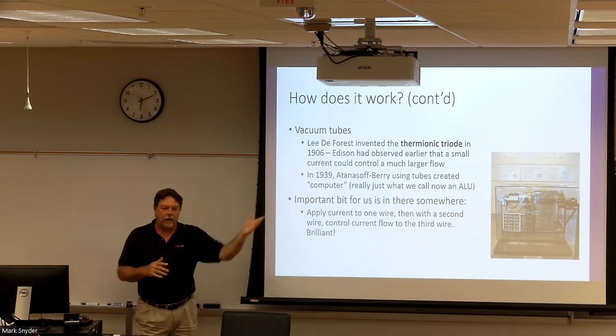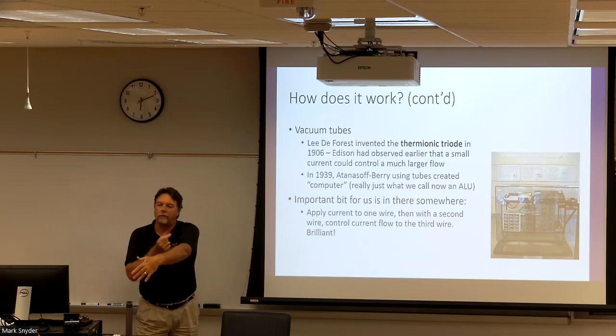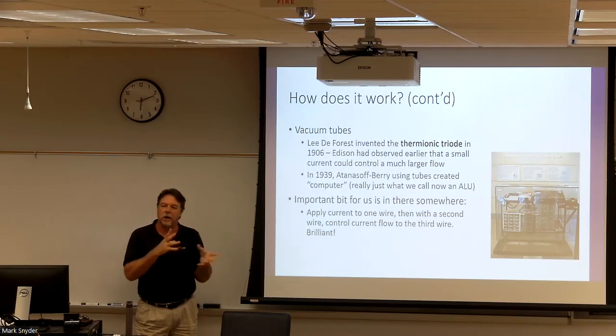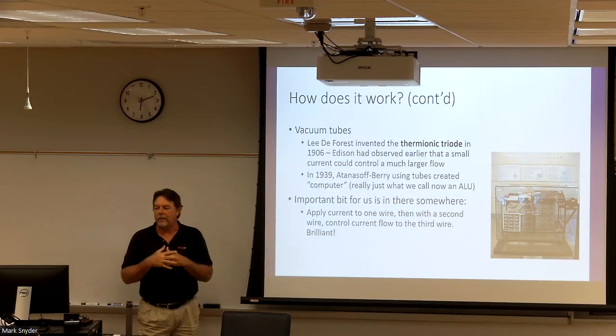So Edison, the guy we're familiar with living in this area, had done some experimentation and observed this really weird thing where I can use a really small amount of current to control a much larger flow of current. Then in 1939, this guy starts experimenting with these vacuum tubes and figures out how to combine them together to create this computer. Of course, back then they thought of it as a computing machine.